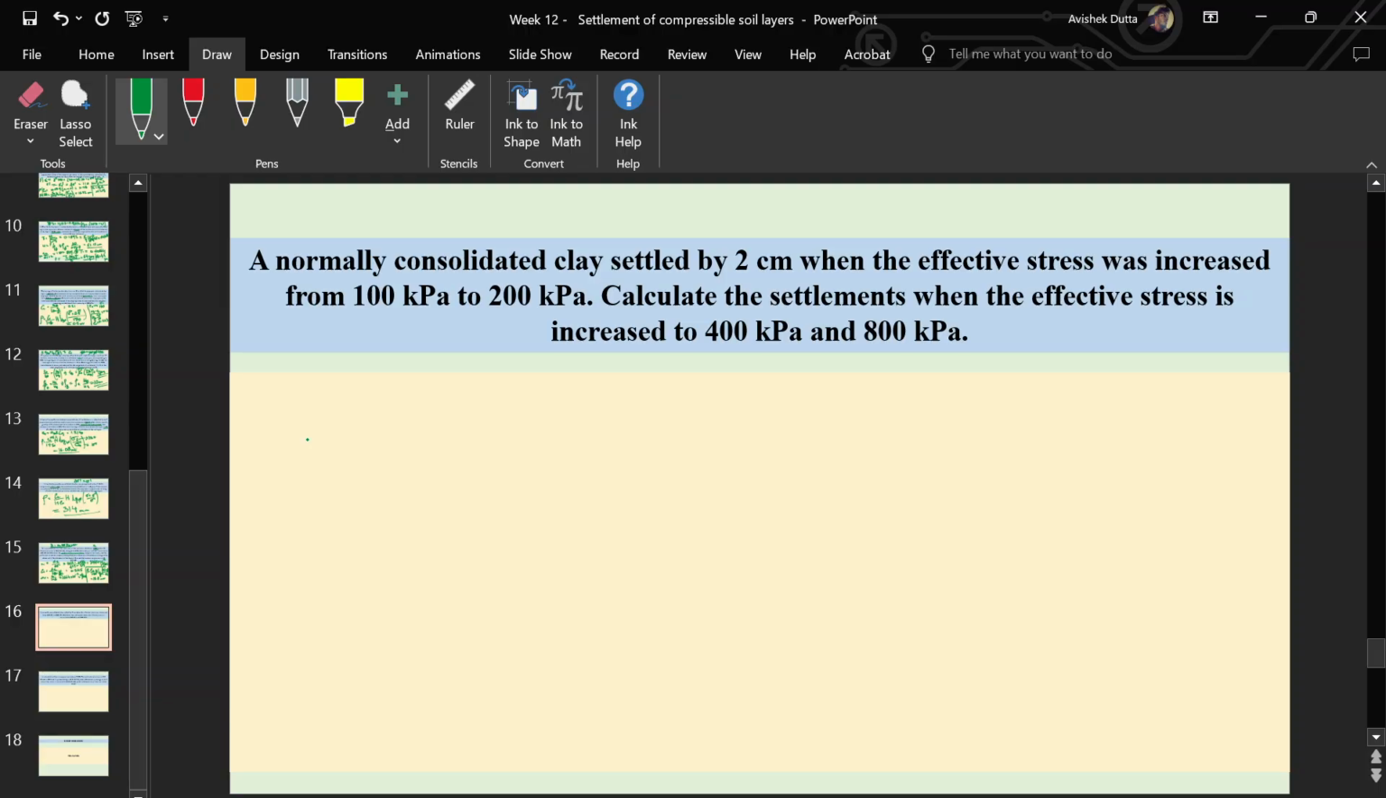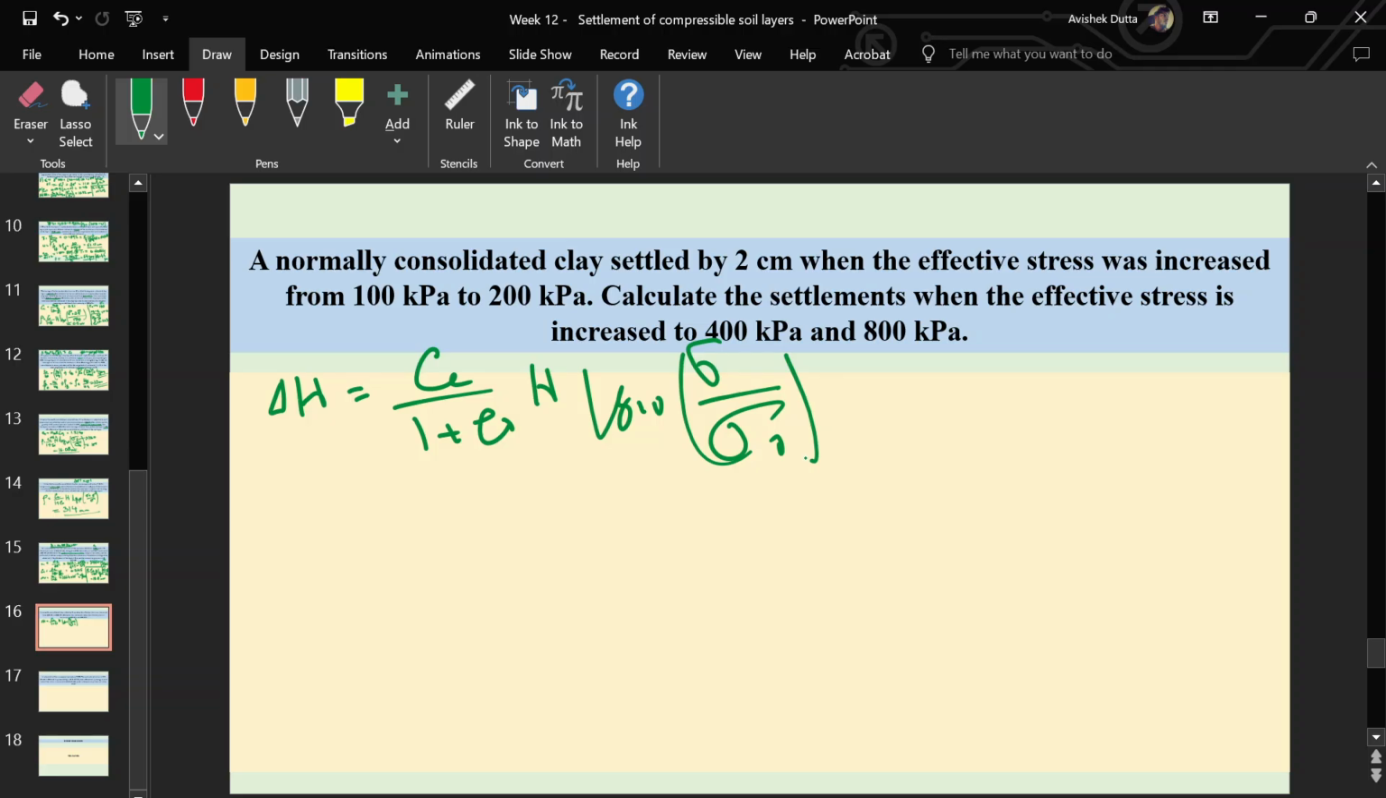Normally consolidated clay settled by 2 centimeter. Okay, this is very interesting. So delta H settlement is equal to, we know, Cc by 1 plus E0, H into log to the base 10 sigma by sigma 0, if I just write like this. So now we have only sigma. Okay, we have only sigma. So take this entire part as constant k, nothing is given.